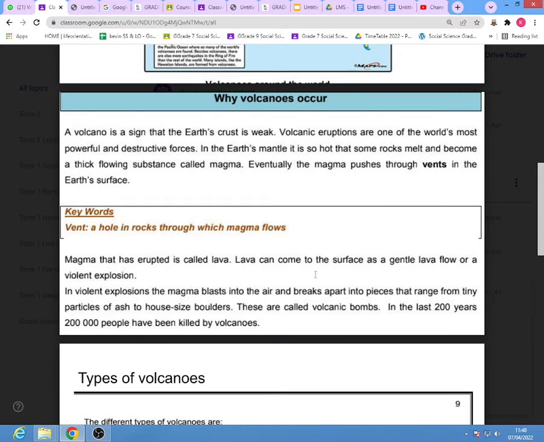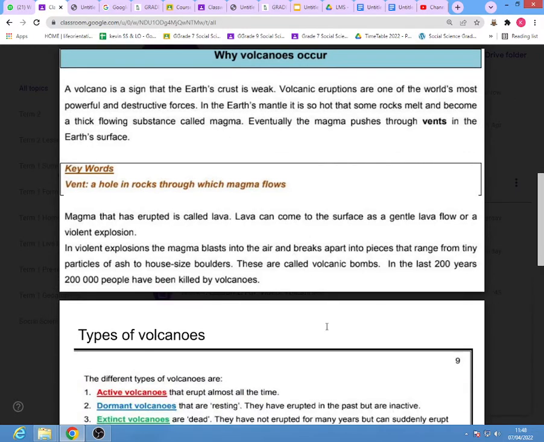So, what is a vent? A vent is a hole in rocks through which magma flows. Magma that is erupted is called lava. Lava can come to the surface as a gentle lava flow or as a violent explosion.